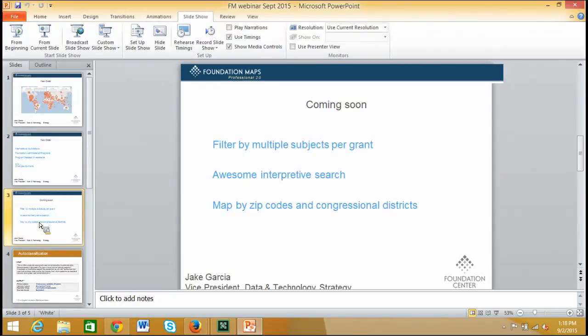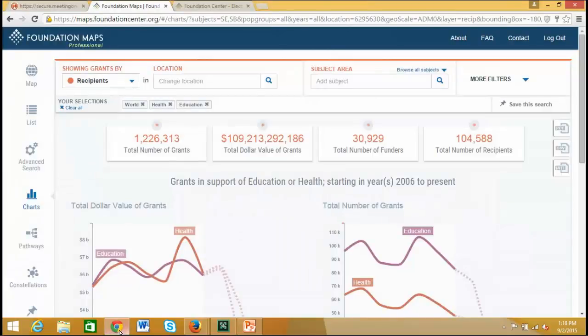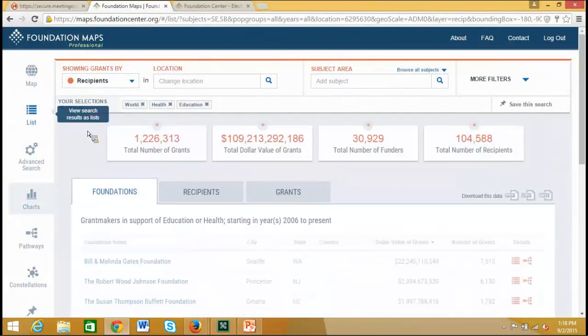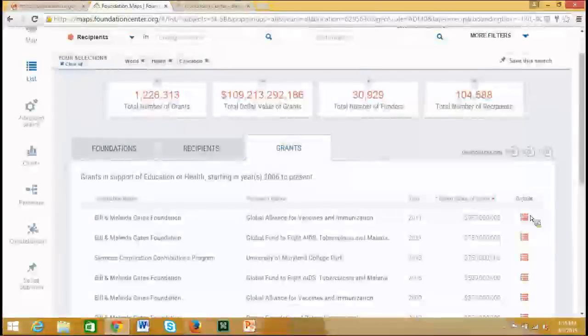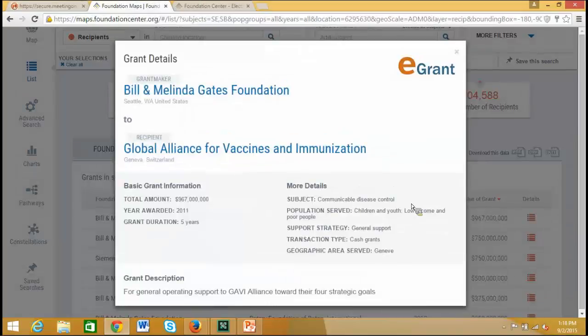Right now, when we look at an individual grant record, what we're seeing is the primary subject of that grant. So let's go look at this grant. This one's pretty easy to say. This is communicable disease control. However, in our database, there are actually more subjects for a grant. Sometimes it could be about art and education, or it's about health and education. So we're going to be expanding the way that you can filter, so you're going to get more grants for any given subject.